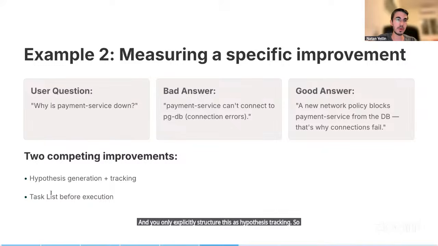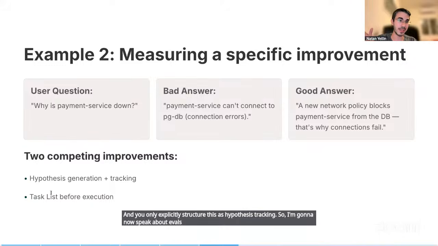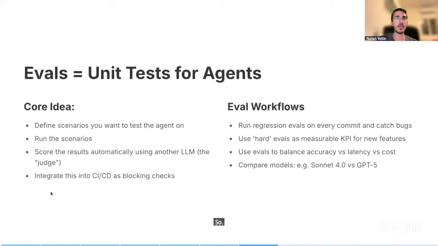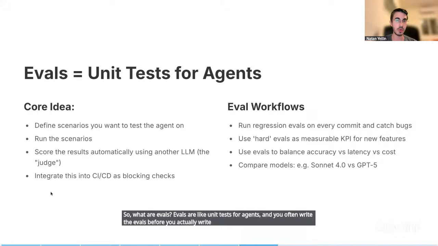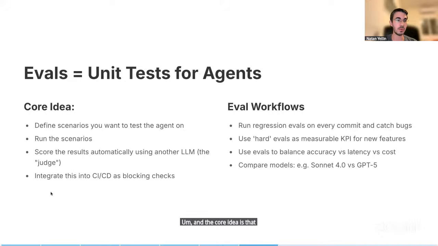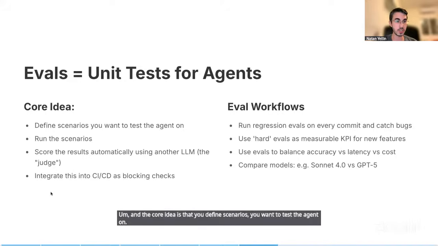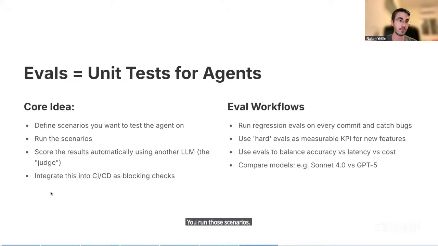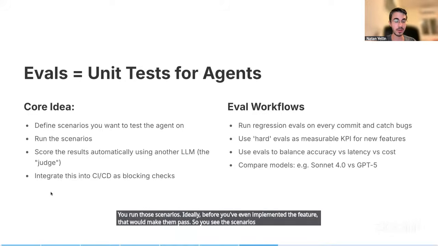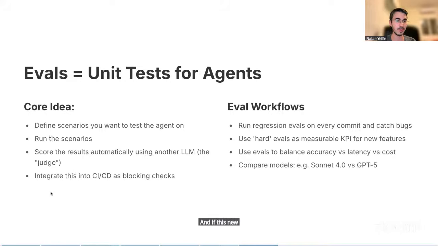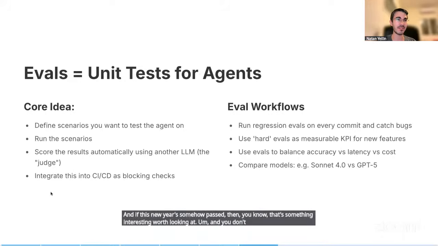So I'm going to now speak about evals and how evals make this and the previous example really easy to do. So what are evals? Evals are like unit tests for agents, and you often write the evals before you actually write the feature in the agent. So they're almost like test-driven development here. The core idea is that you define scenarios you want to test the agent on. You run those scenarios, ideally before you've even implemented the feature that would make them pass, so you see the scenarios reliably fail. And if the scenarios somehow pass, then that's something interesting worth looking at, and you don't go off and implement that feature.